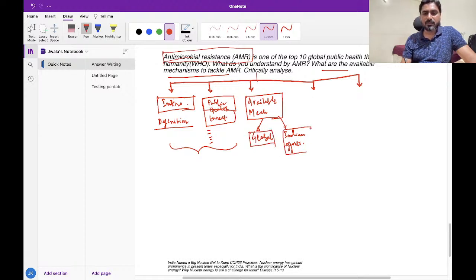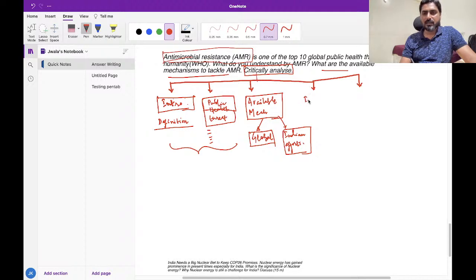And then this question has a tail word which says critically analyze. So this tail word, critically analyze, it means that you can go for critical analysis of the efforts that we have already taken, or whatever the plan is. So you can criticize that, or you can even appreciate that, or in general you can mention why AMR is still persisting. So it is basically a critical evaluation. So in this part you have to do the critical evaluation.